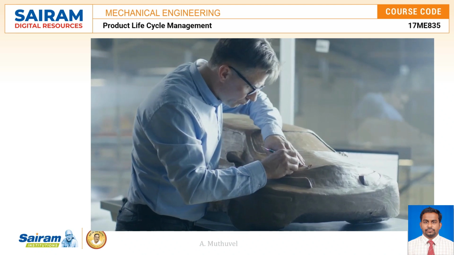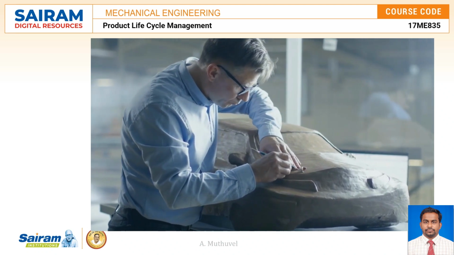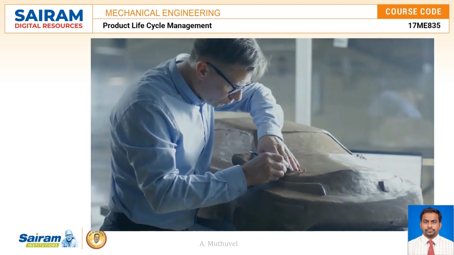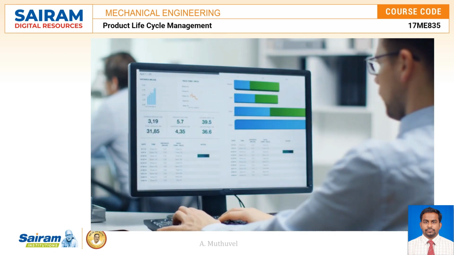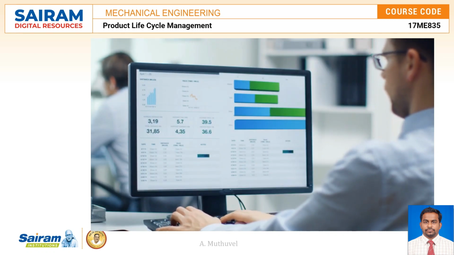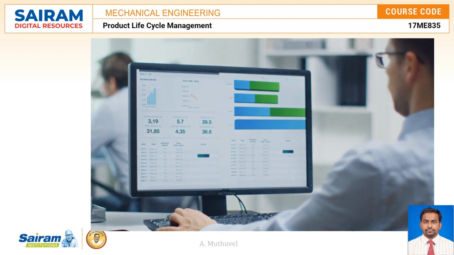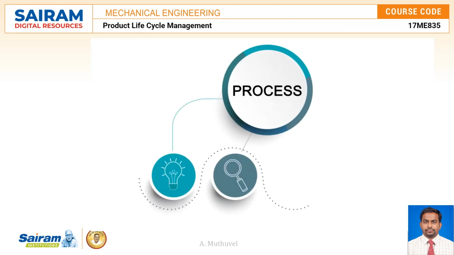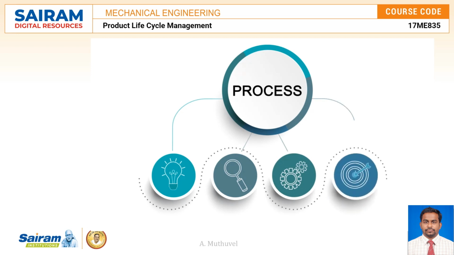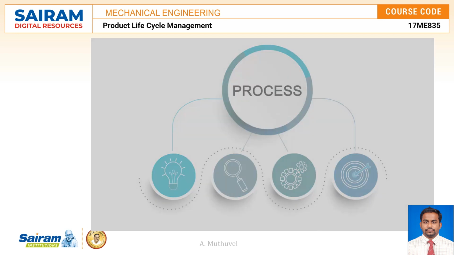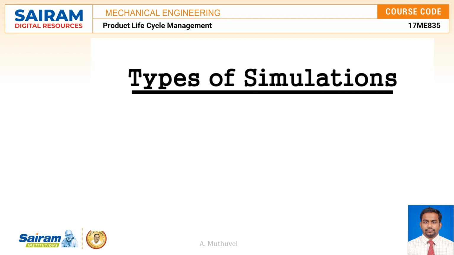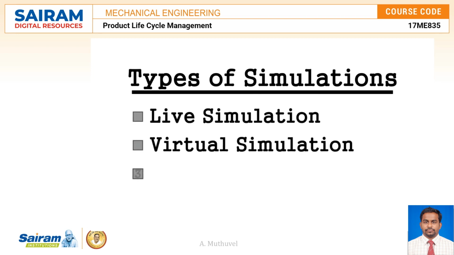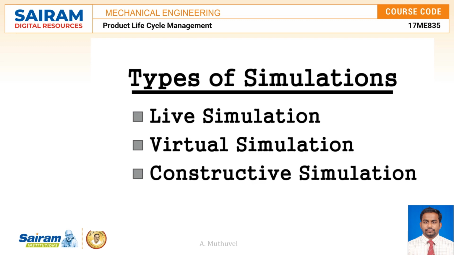A physical model is a model that is made to have the same look and feel as the actual product. A mathematical model is one that uses numbers and relationships to describe parts of a product. Lastly, a process model is one that describes steps that need to be performed to accomplish a specific task. Similar to models, simulations are grouped into three main categories, which are live, virtual, and constructive simulations.